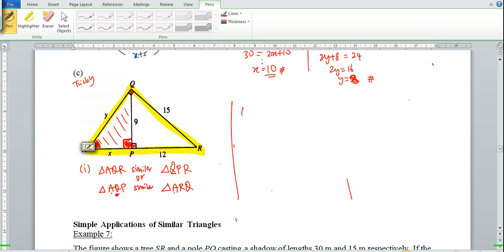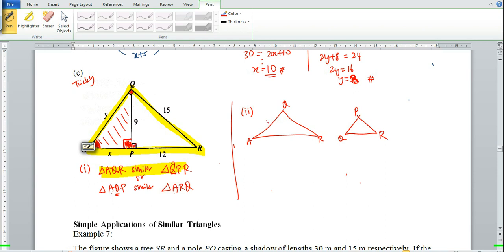Now, for part 2, I'm going to find this side, but because this is so twisted, you better redraw this diagram. I'm going to use the first answer to redraw so that I can put in my X and Y without seeing it being twisted. So AQR, I will fill up the lengths later. A matches with Q, Q matches with P, and R matches with R. So I've redrawn this properly so that they're matching.